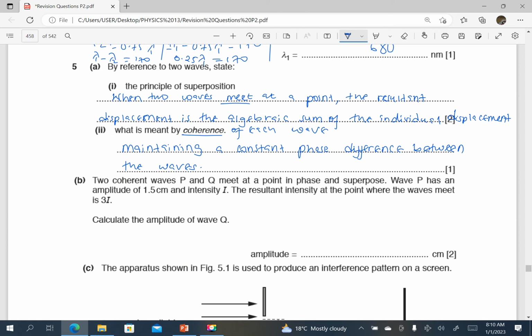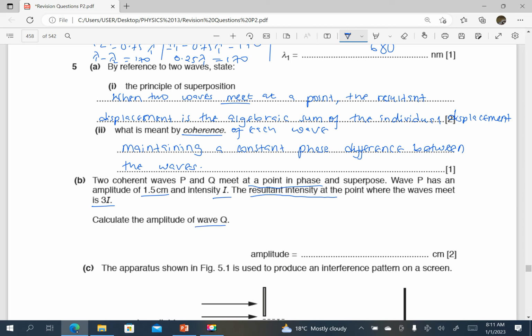Two coherent waves, P and Q, meet at a point in phase and superpose. They meet in phase. In other words, the phase difference is 0. Wave P has an amplitude of 1.5 centimeters. Intensity is I. The resultant intensity, remember intensity is a scalar quantity, so we define the resultant by adding. The resultant intensity at the point where the waves meet is 3I. Calculate the amplitude of wave Q.